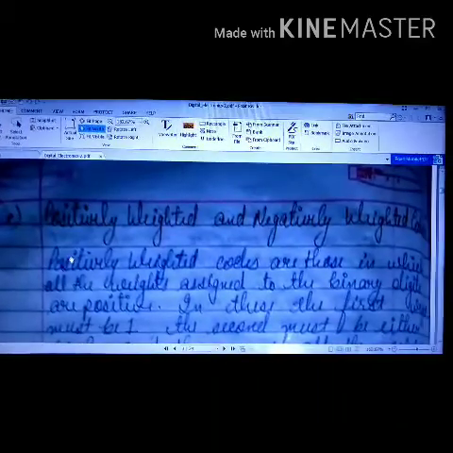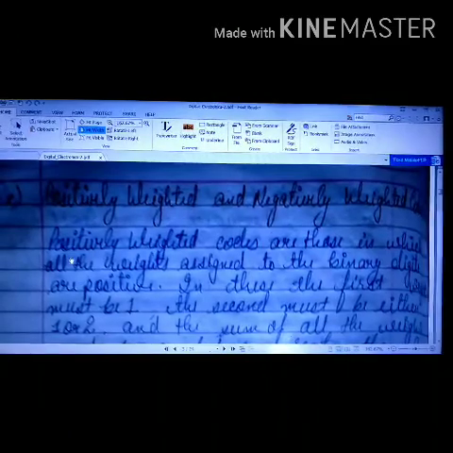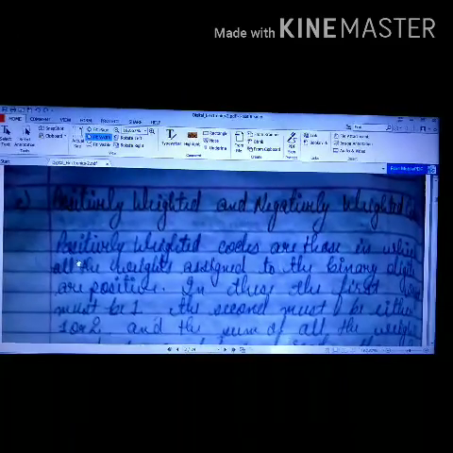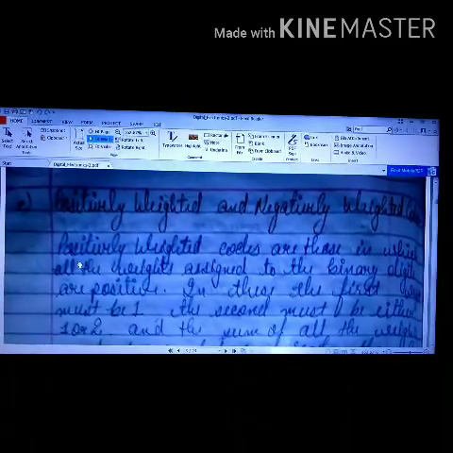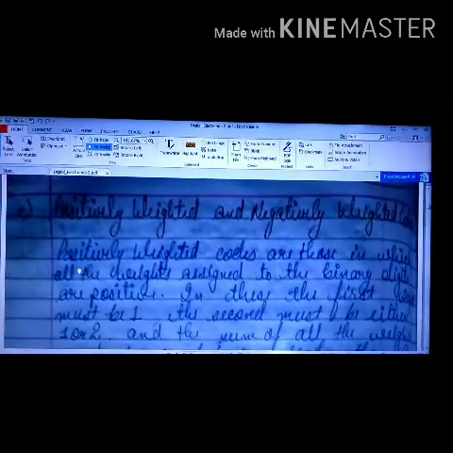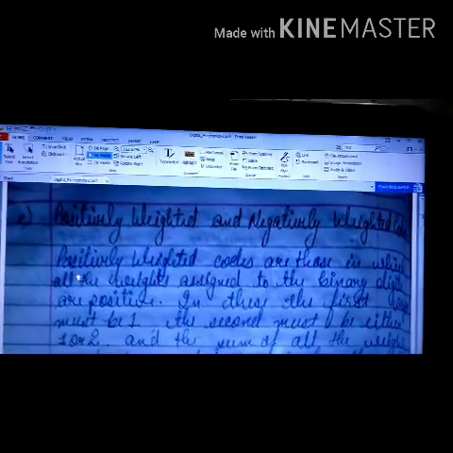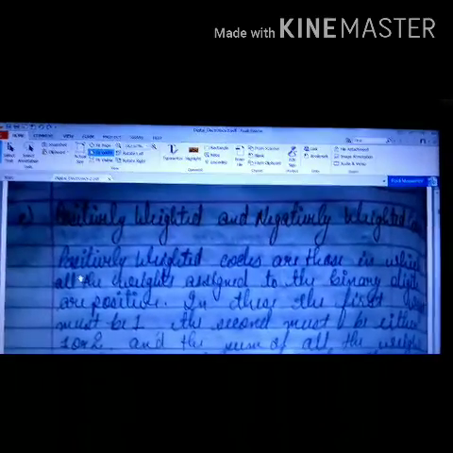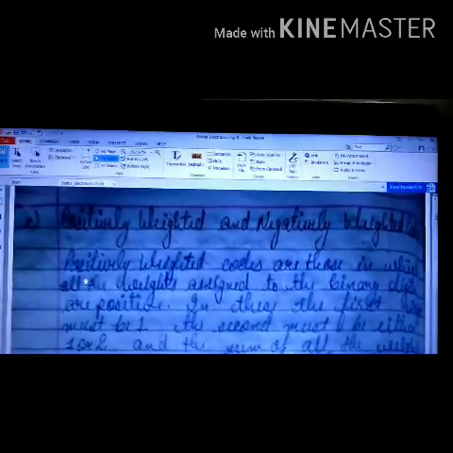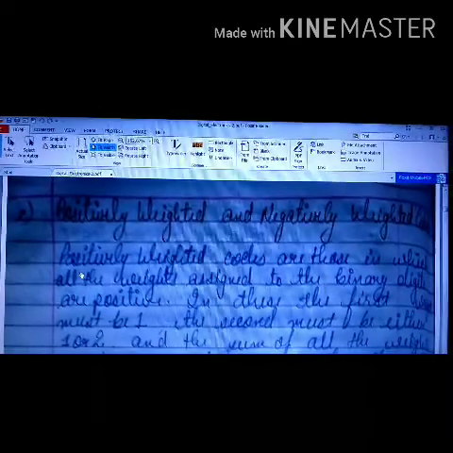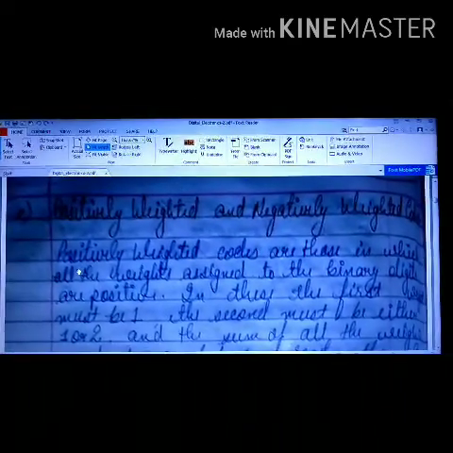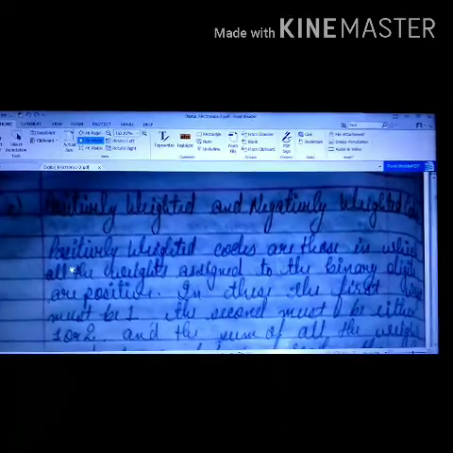Then there are positively weighted and negatively weighted codes. Until now we have looked at all the different weighted number systems such as octal and binary, and we have seen that the weight of each position was a positive number. However, there are cases where weighted systems can have a negative weight as well. Therefore, there is a differentiation of positively weighted and negatively weighted codes.